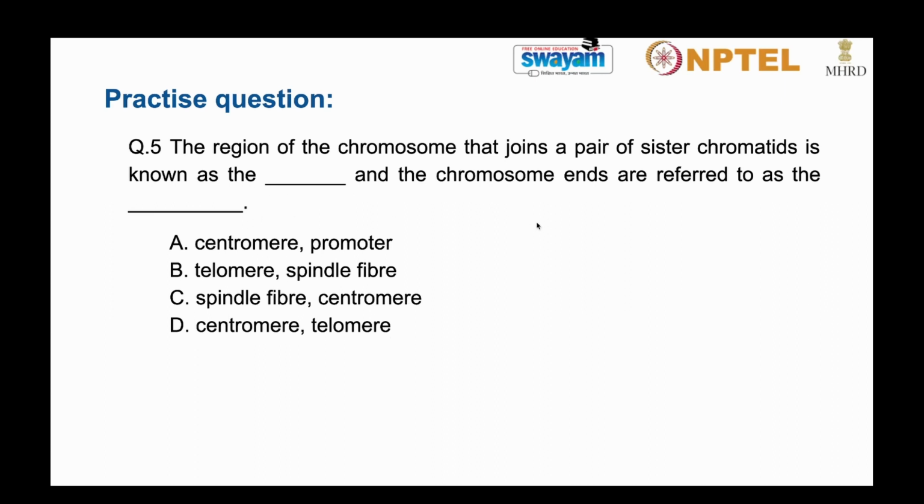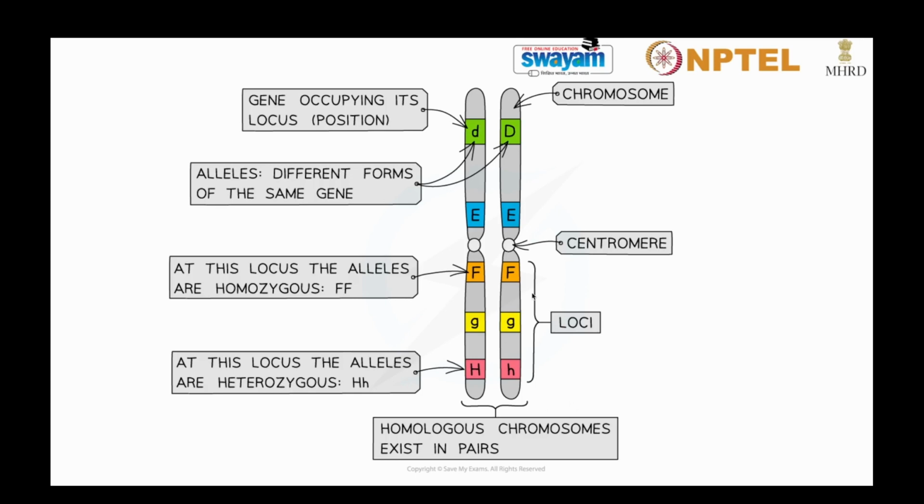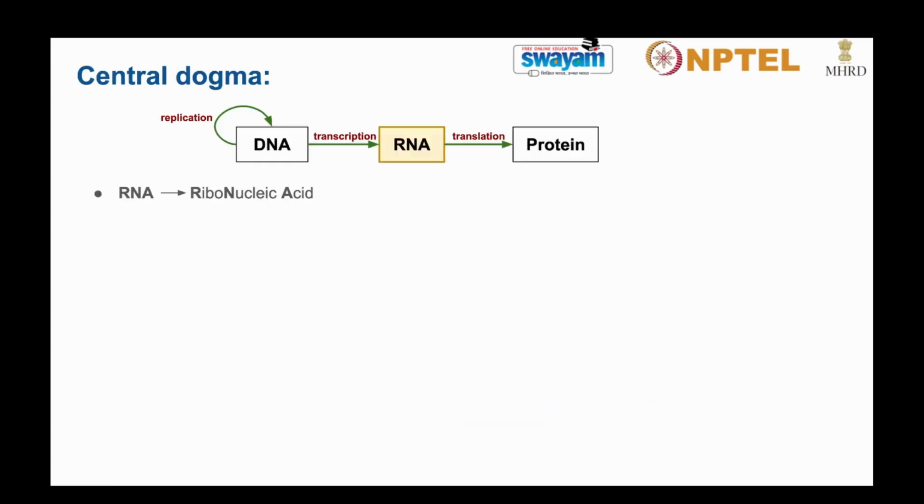In the first part you have to tell that the two sister chromatids are joined by a particular region. What is that region called? Centromere. Okay, right. And in the next part you have to say that the ends of the chromosomes are referred to as telomere. Yes, very good. So the right answer will be option D, which is centromere and telomere. As we observed in the structure earlier, the centromere joins the two sister chromatids, and the regions present at the terminal positions are known as telomeres. So option D will be correct.